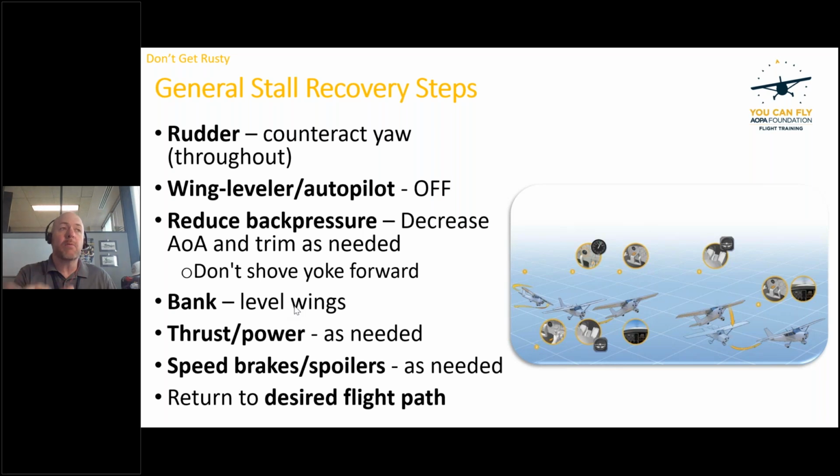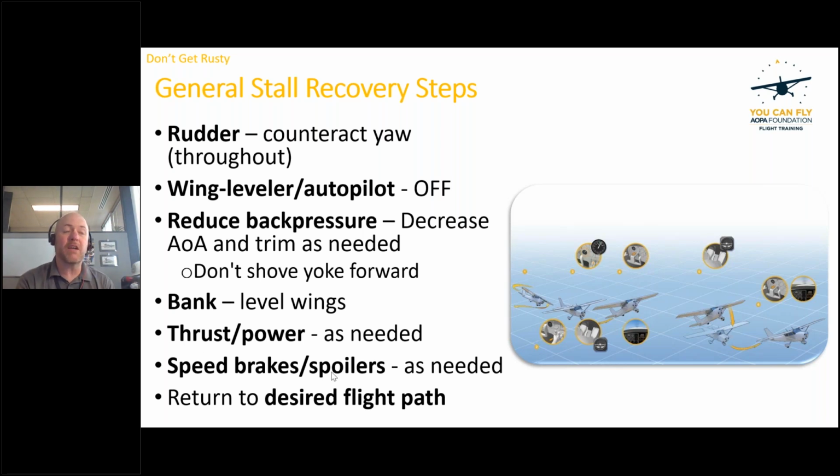The bank, then you want to make sure you level your wings. So you want to stall first, level the wings, and then pull out as needed. And sometimes we try to do those simultaneously. Thrust and power as needed. So if you're pointed way nose down, you want the thrust out or the power out, so you don't add to the acceleration. If you're way nose up, you're probably going to want to add power in to help get the speed built back up, and then as you're bringing the nose down.